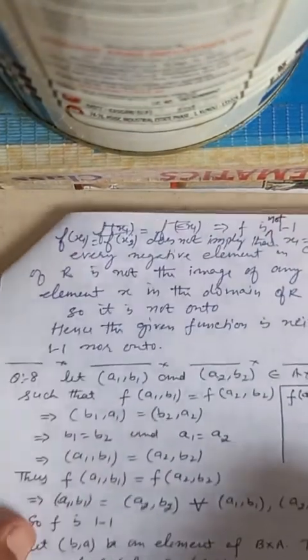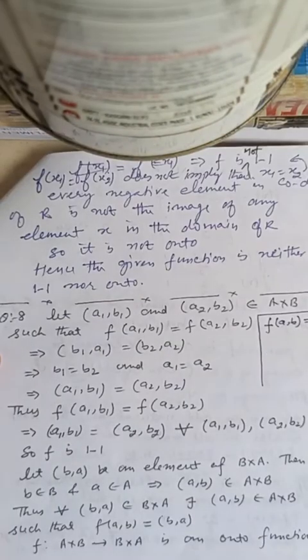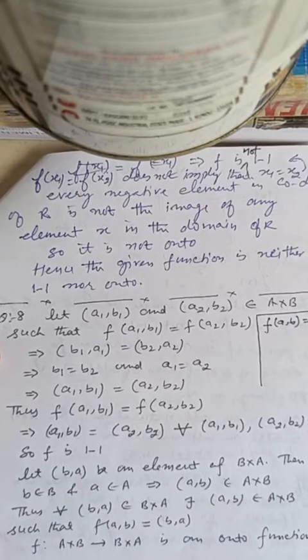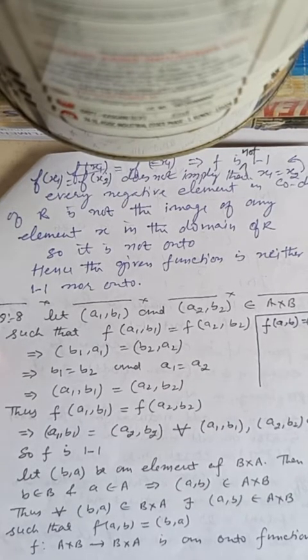Now let us take question number 8. Question number 8 is: let A and B be sets. Show that f mapping from A cross B to B cross A such that f(a, b) = (b, a) is a bijective function. Bijective means 1-1 as well as onto.